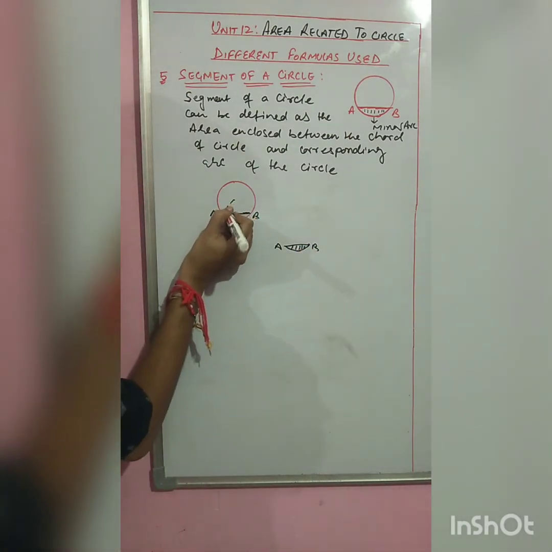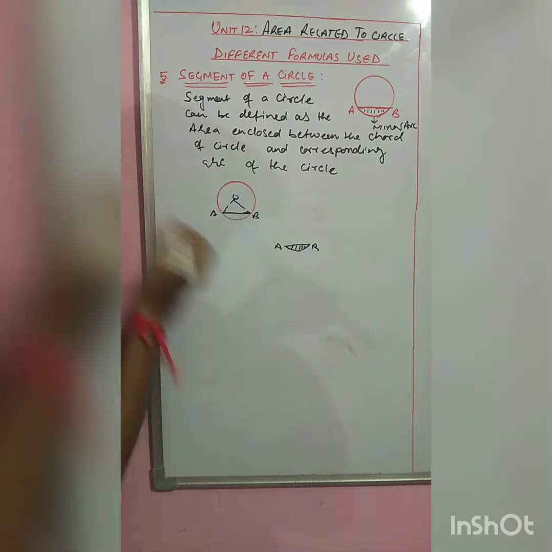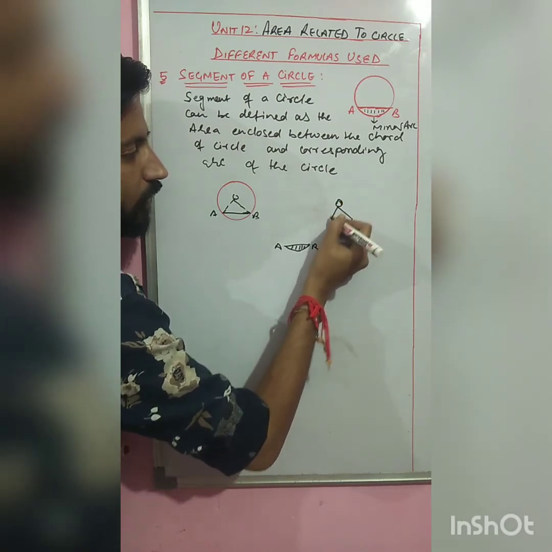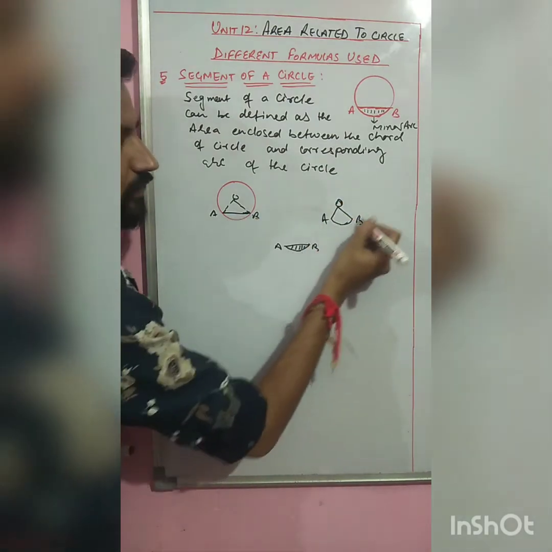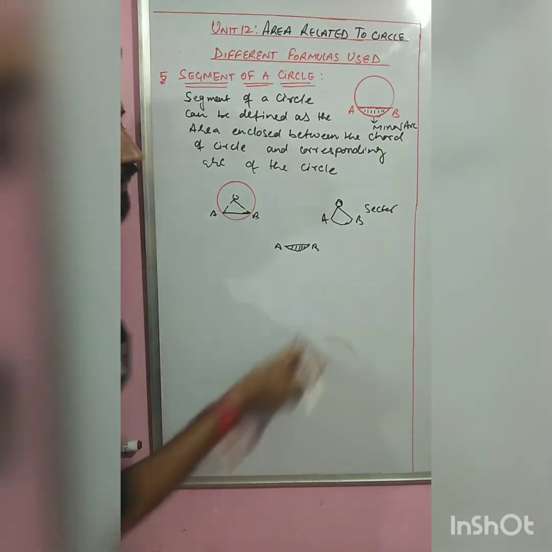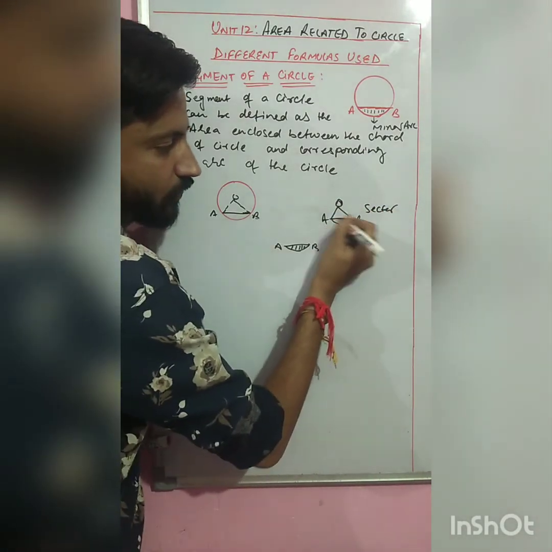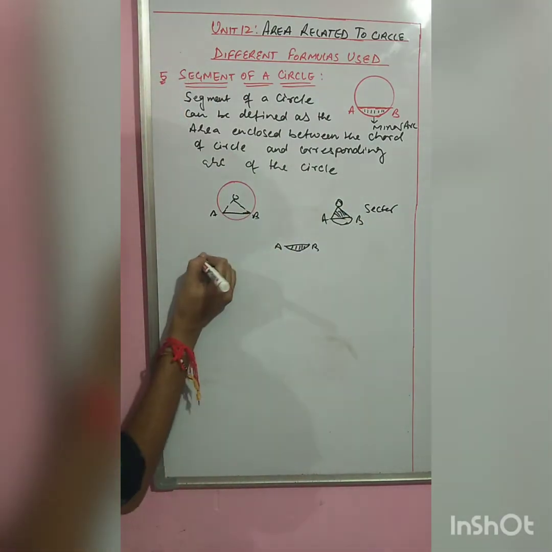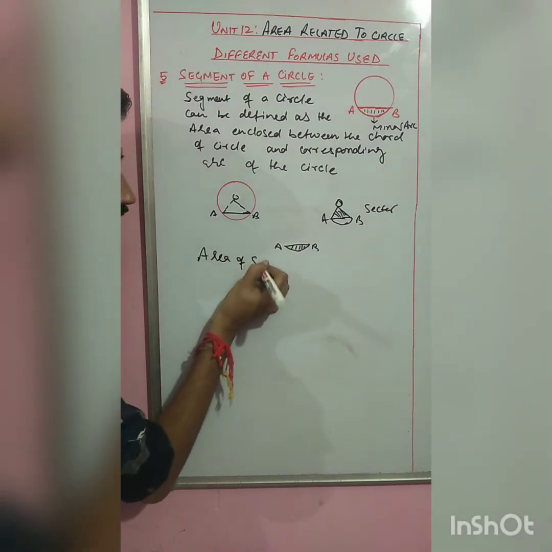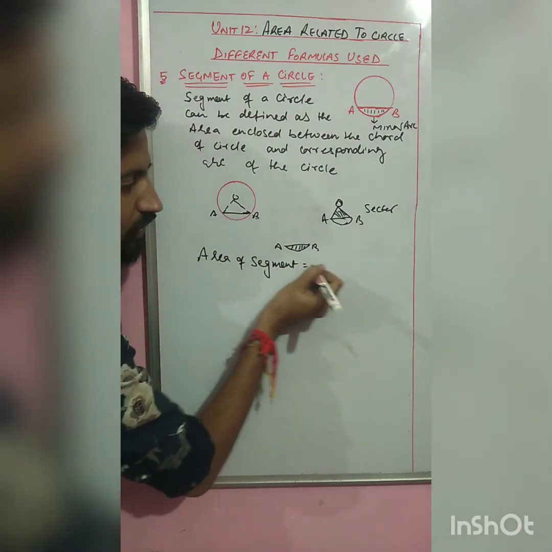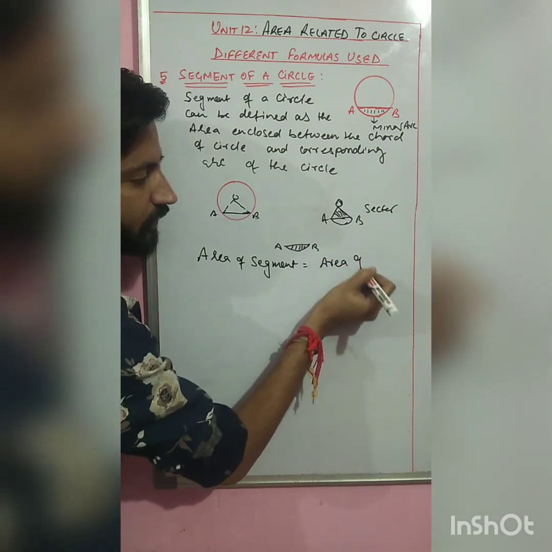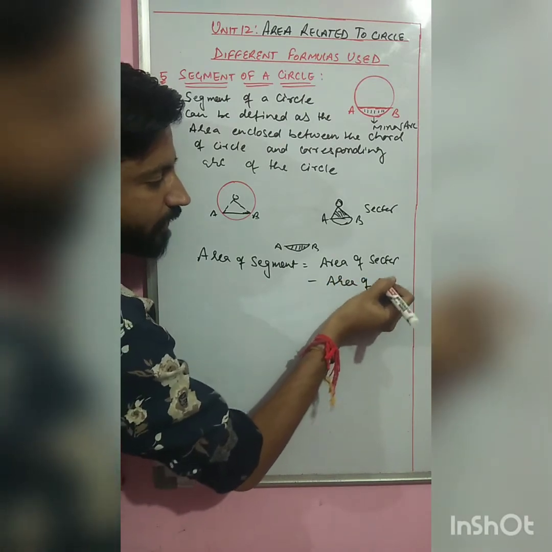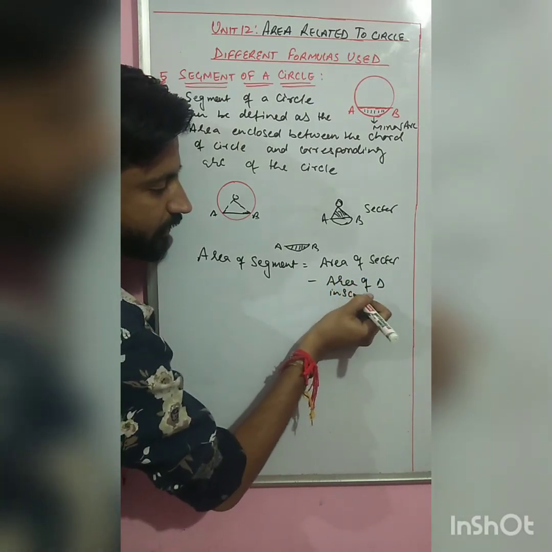These are the radii drawn at the endpoints. So here we have AOB, this is the sector AOB. And if from this sector we subtract this triangle, then we are left with this area. It means the area of segment is equal to the area of sector minus the area of the triangle inscribed in the sector.